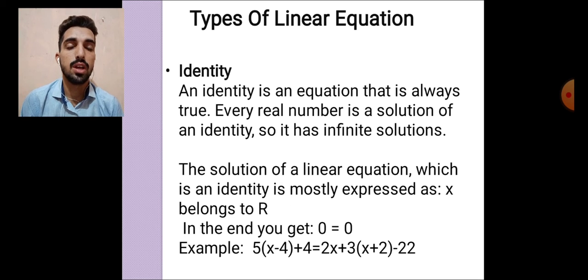Types of linear equations. Identity. An identity is an equation that is always true. Every real number is a solution of the identity, so it has infinitely many solutions. The solution of a linear equation which is an identity is mostly expressed as x belongs to R. In the end you get 0 is equal to 0. Example: 5x minus 4 plus 4 is equal to 4x plus 3x plus 2 minus 22.